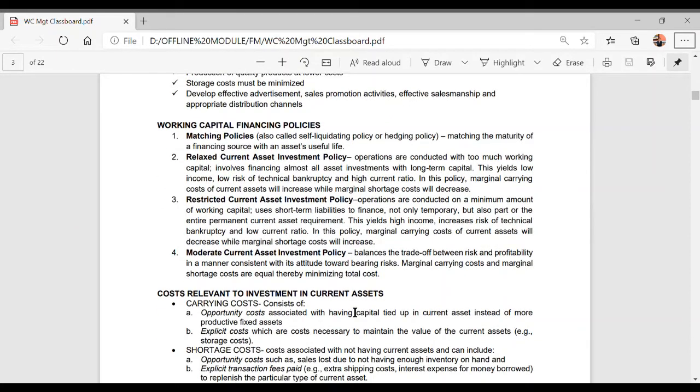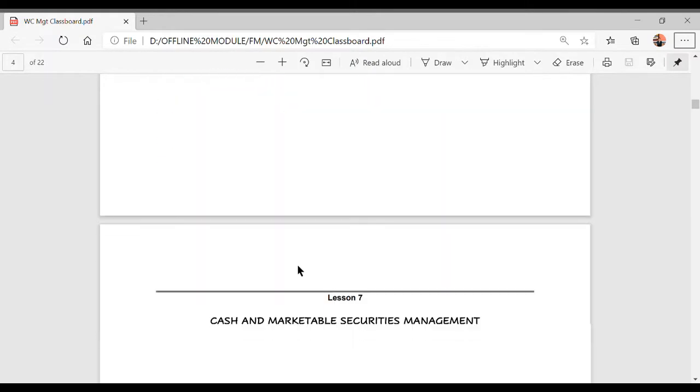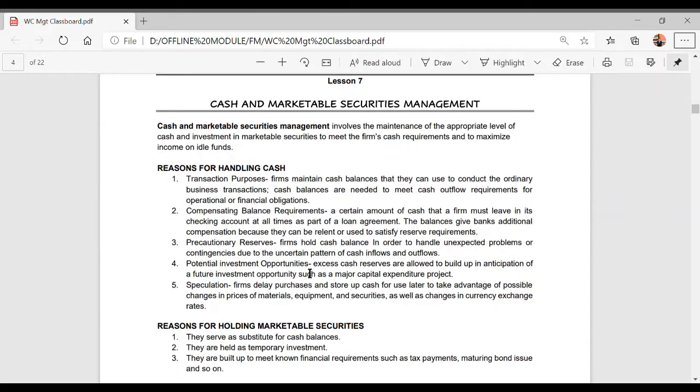And we also discussed the working capital policies. We have the matching policy, relaxed, investment policy, restricted, and we also have the moderate. And we have the costs related to the investment in current assets. So now we will continue the first part on working capital management.